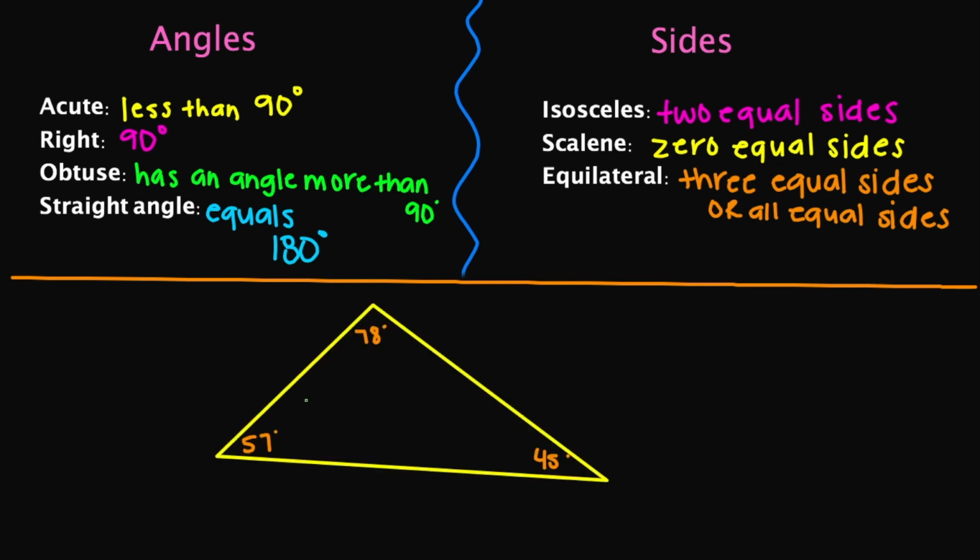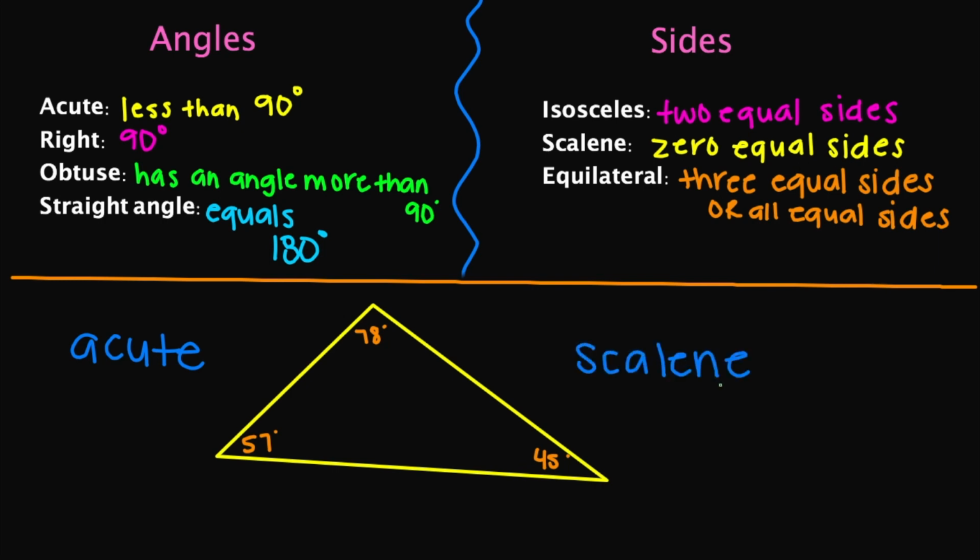Let's look at this example here. Notice that all my angles are less than 90 degrees. I have 78 degrees, 57 degrees, and then 45 degrees. Since all my angles are less than 90 degrees, so far I know that this is going to be an acute triangle. And then now if I'm measuring by the length of their sides, I do not have any indications letting me know that these sides are equal. So since I have 0 equal sides, this is going to be a scalene triangle.